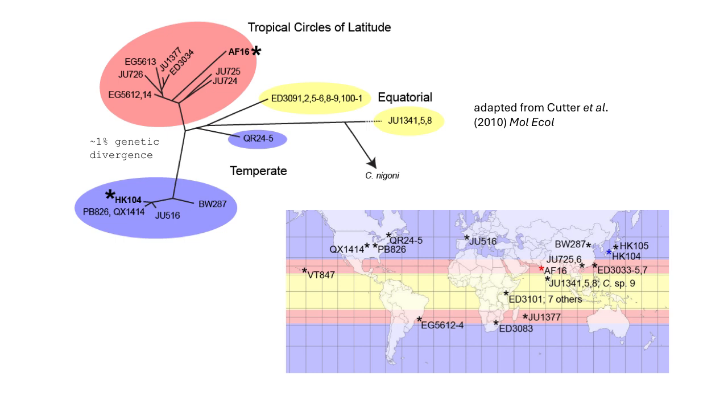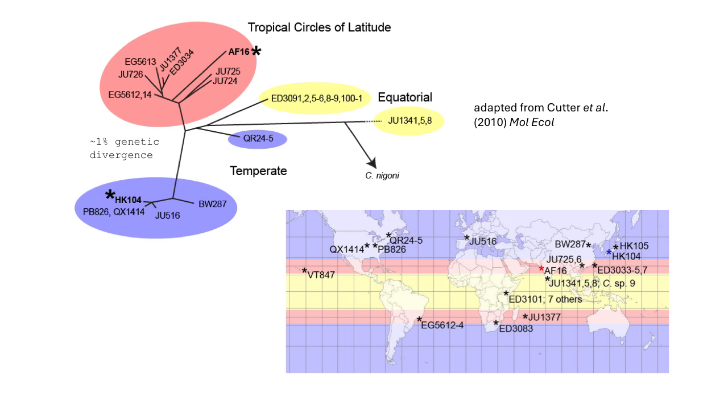And that is that if you collect and compare the genotypes of populations from the tropical circles of latitude, shaded in red, they form a distinct clade at the top of this phylogenetic tree, where any population from a tropical circle of latitude location on the planet is more closely related to each other than any population collected from the temperate regions, shaded in blue, and from the equatorial regions, shaded in yellow.